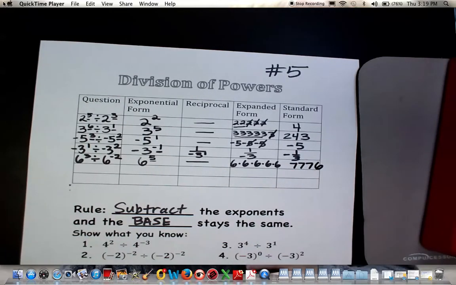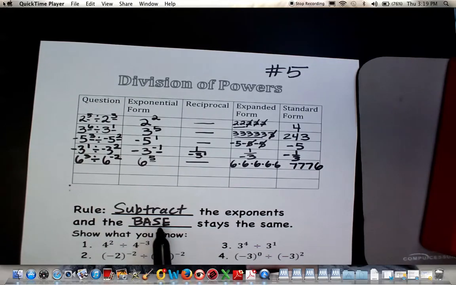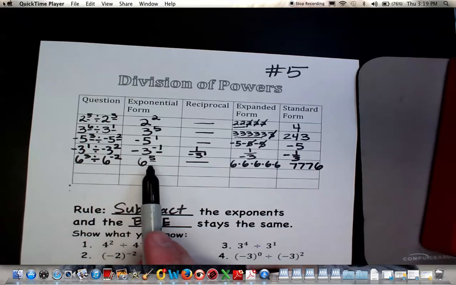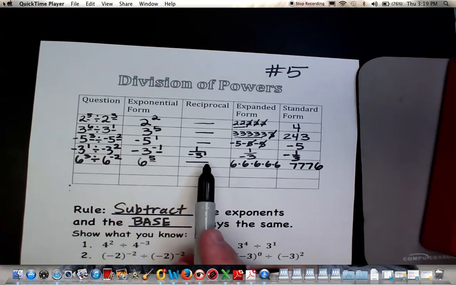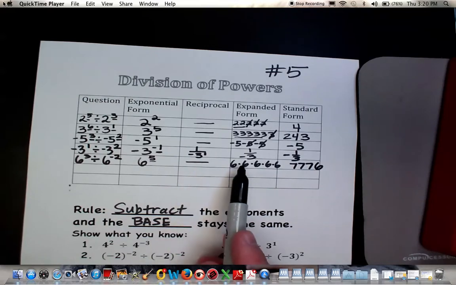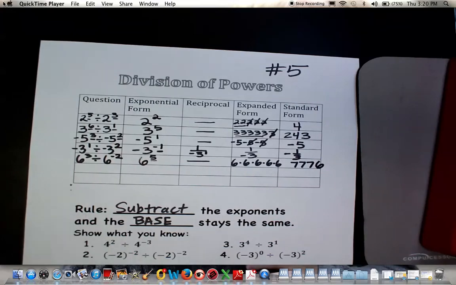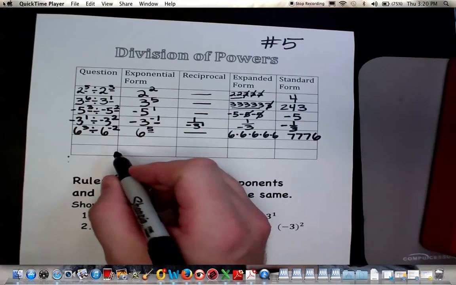There it is. So all I'm doing here is I'm keeping the bases the same. I'm taking my exponents and I'm subtracting them. I'm writing them down in exponential form. If I need to take the reciprocal of it to make positive exponents, I do. Then I expand them out and make my standard form. I'm using this chart that's going to help me with my organization. Use it every single time. I implore you to use this. You will use this. So let's try another one.